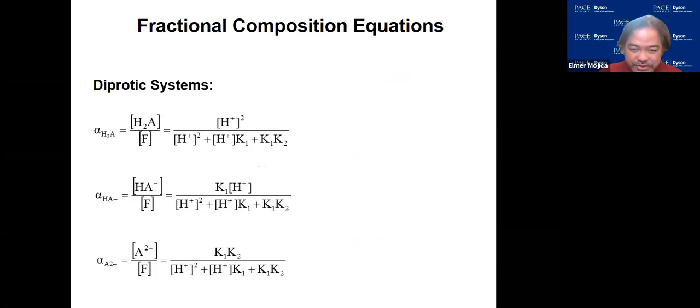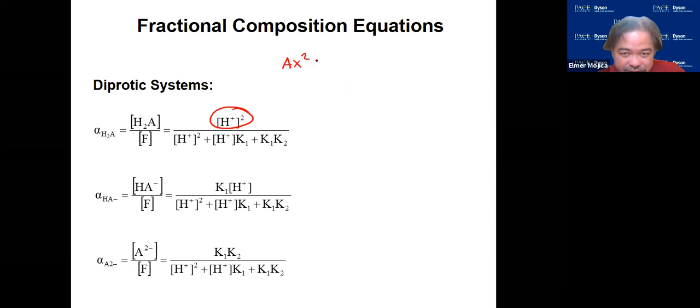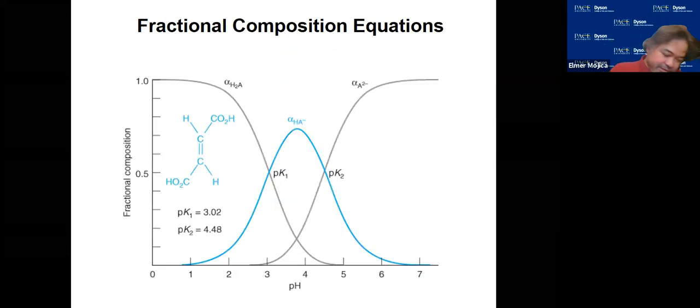So if it is a diprotic system, this is how you're going to do it. You have this, okay? Remember the ax squared plus bx plus c. So it's the same thing. You just replace: if it's H2A, that's the one here. If it's HA minus, that's the one in the second one. And if it's A2 minus, that's the one in the third one. And if you're going to look at the plot of this one, this is how it looks like.